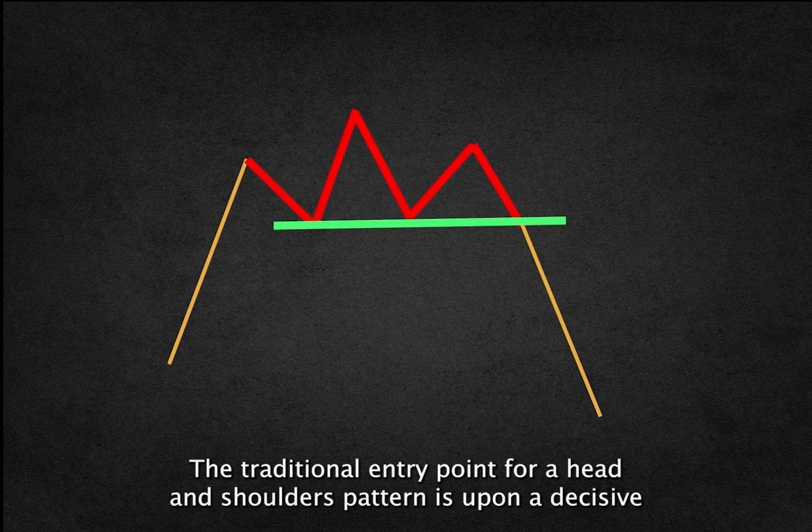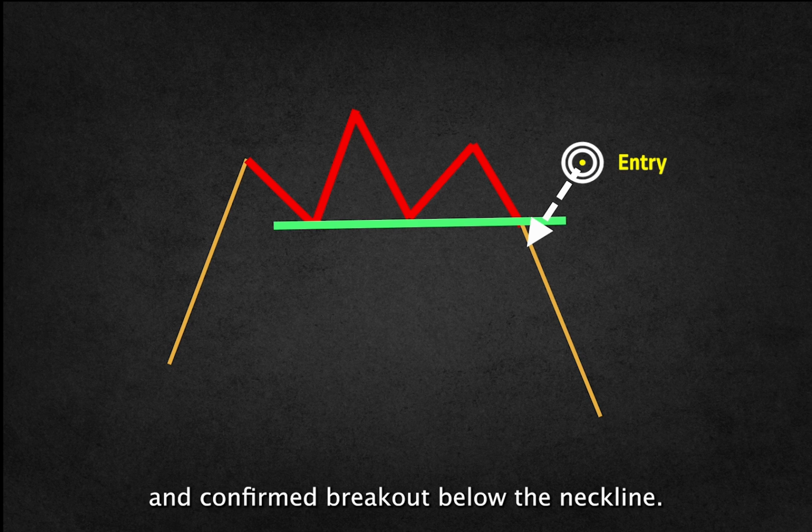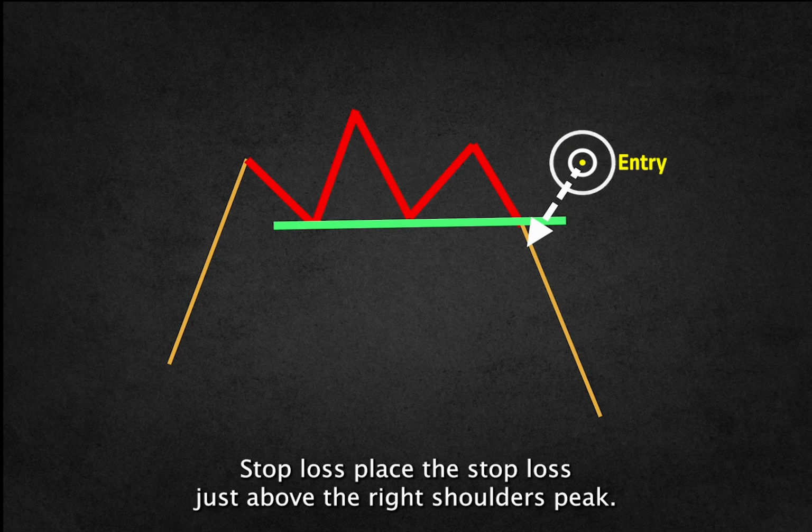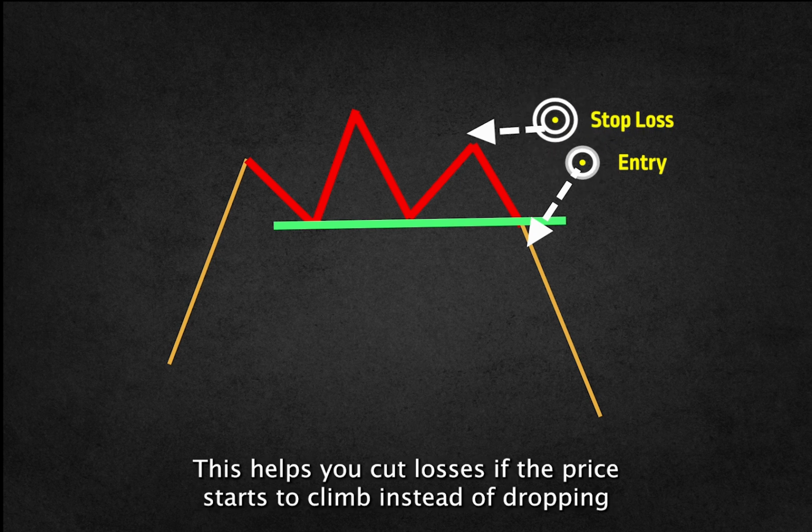Entry points. The traditional entry point for a head and shoulders pattern is upon a decisive and confirmed breakout below the neckline. Traders often wait for the price to close below this level to avoid false breakouts. Stop loss. Place the stop loss just above the right shoulder's peak. This helps you cut losses if the price starts to climb instead of dropping.